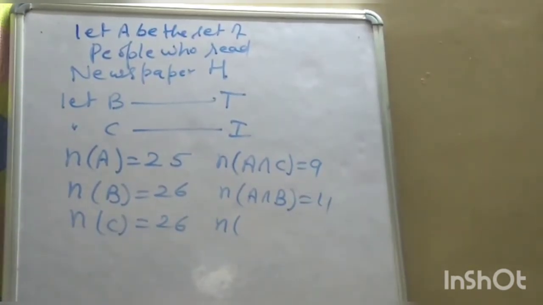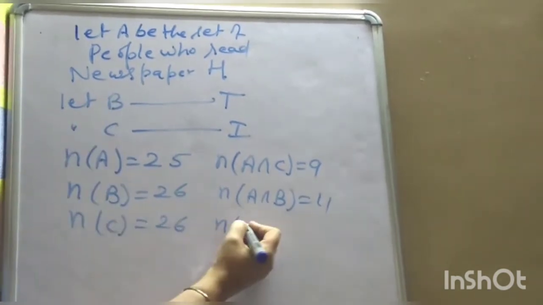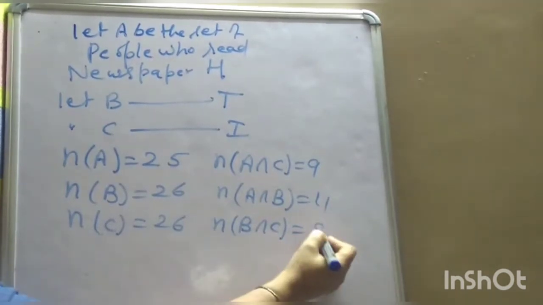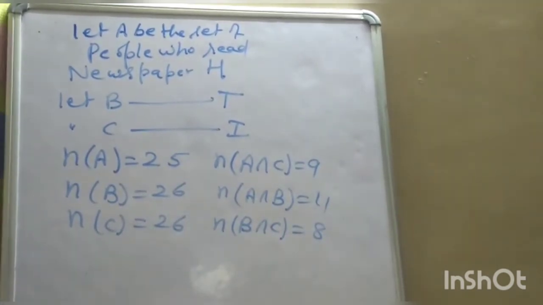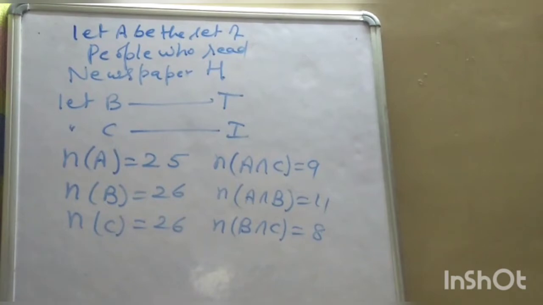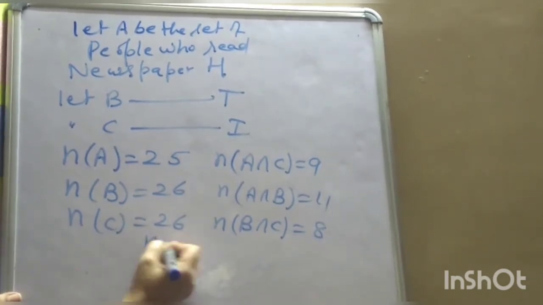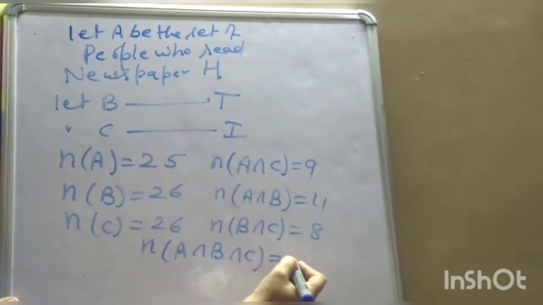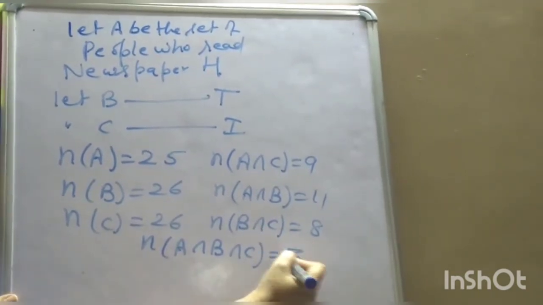Now, 8 read both T and I. It means number of elements in B intersection C is equal to 8. And 3 read all 3 newspapers. It means number of elements in A intersection B intersection C is equal to 3.